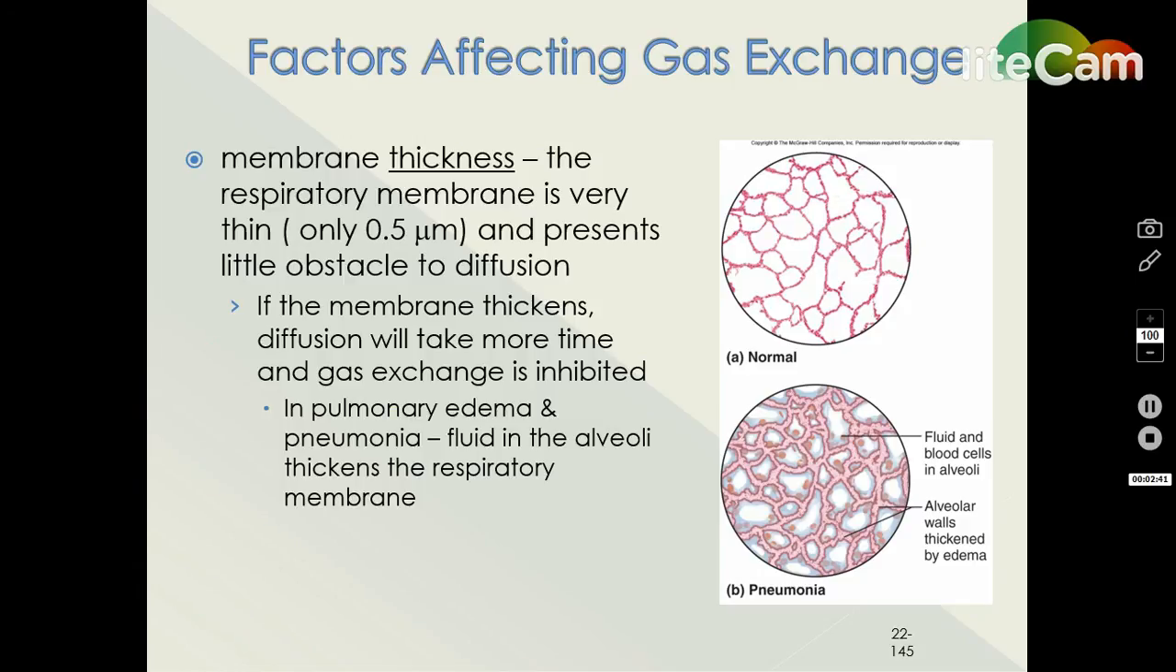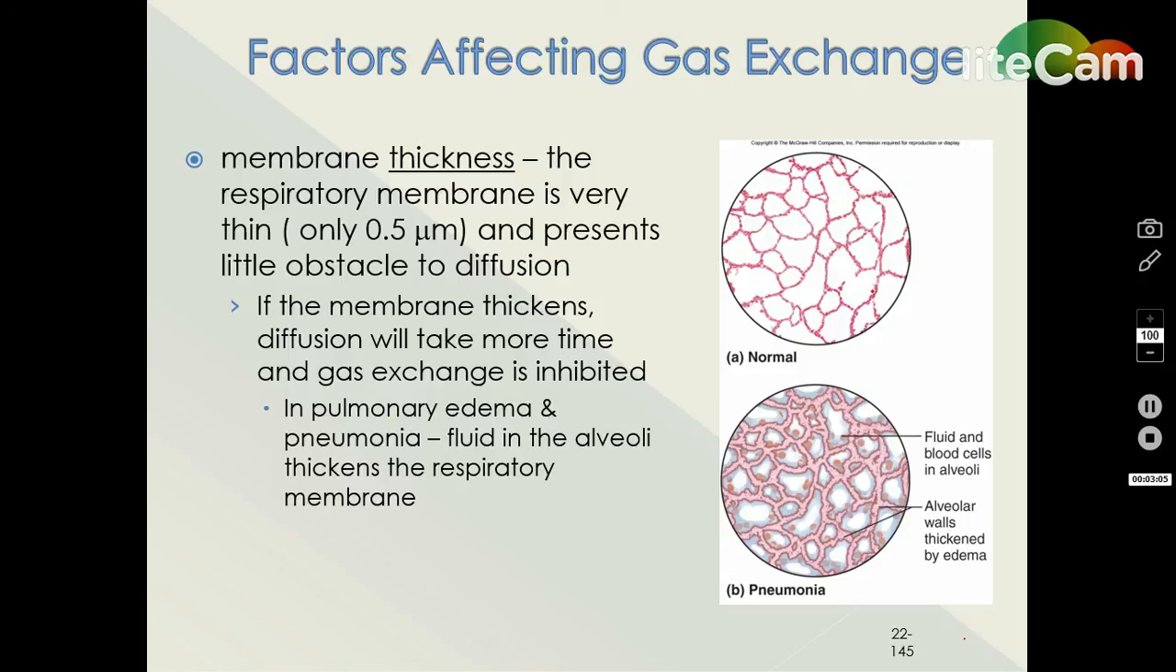So the picture here on the bottom where it's labeled as pneumonia, what you see going on here is that there's fluid accumulating in the alveoli of the lungs. And as this fluid accumulates, notice the thickness of the respiratory membrane. There's a greater distance for these gases to diffuse across.